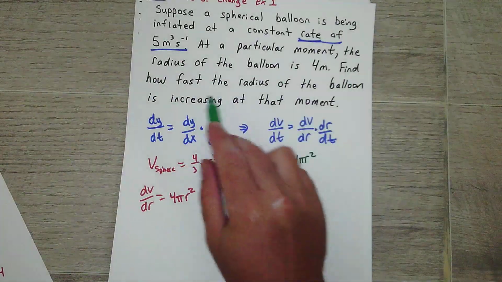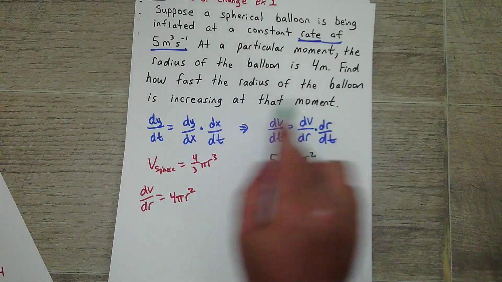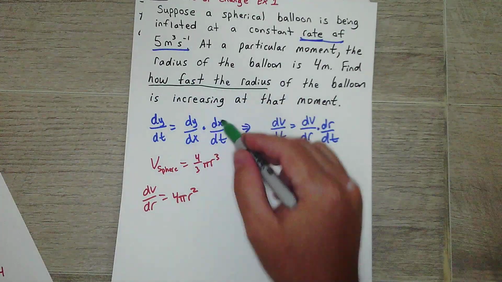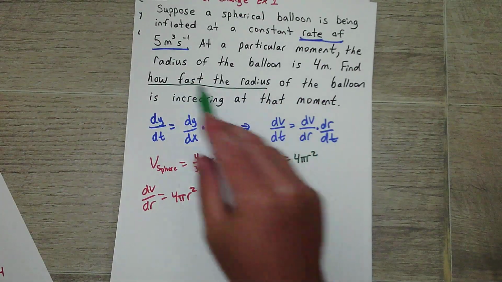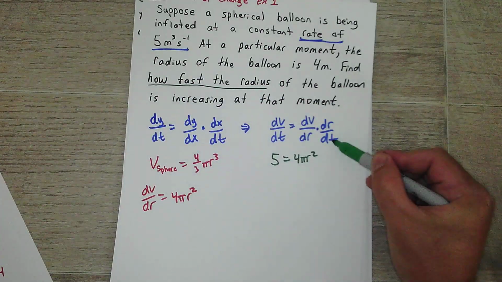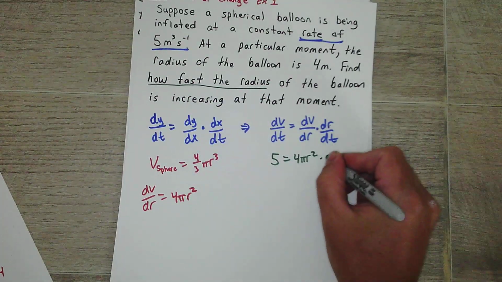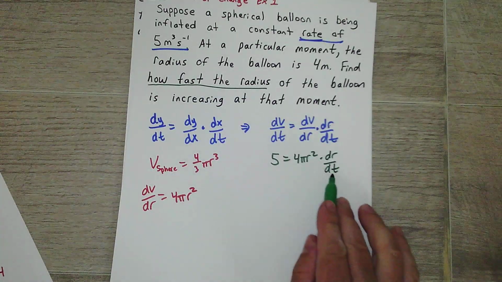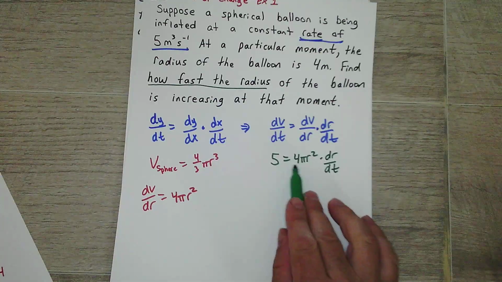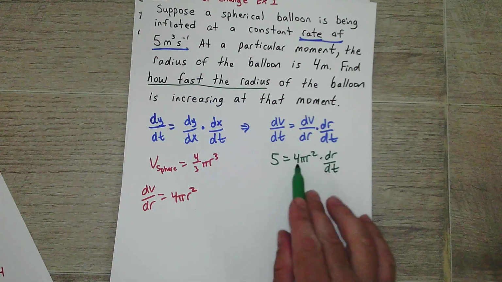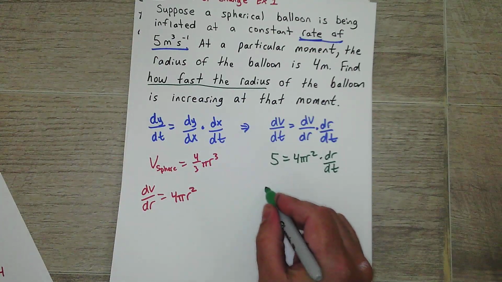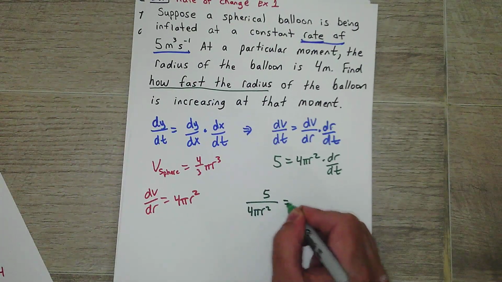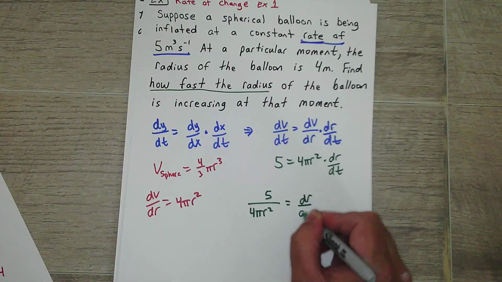So find how fast the radius of the balloon is increasing at that moment. So how fast, remember that's time, how fast, that's rate, so that's the rate of change of the radius with respect to time. So that's what we're trying to find, dr dt. Okay, so we need to rearrange this for dr dt. So basically this is multiplying, so I'm going to divide by the 4 pi r squared. So I get 5 divided by 4 pi r squared equals dr dt.